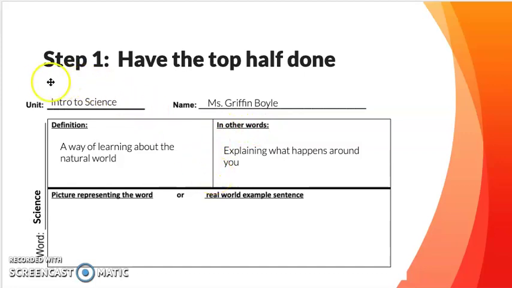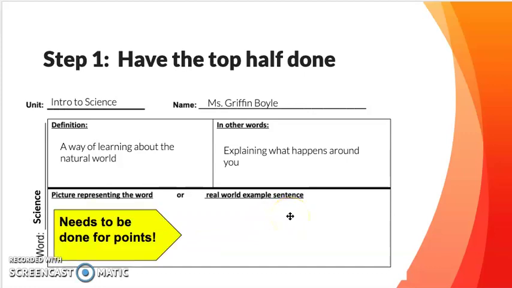Take a look. Do you have the unit written down, Intro to Science? Do you have your name written down? Because you are going to need to turn this in, and we need to know who you are. Your full first name, full last name. All of these things you copy off of the board. It's the bottom part that you need to finish on your own. So this part right here also needs to be done if you are going to get points for your vocabulary.